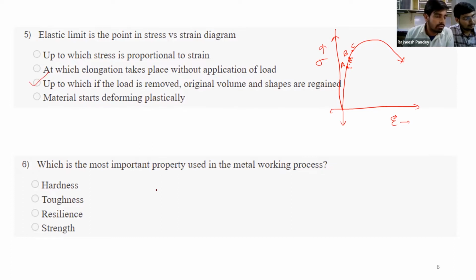Now go to the sixth question. Which is the most important property used in the metal working process? Metal working processes are the processes in which we do plastic deformation in order to get different shapes of product elements. So the property which matters a lot in this case is toughness.